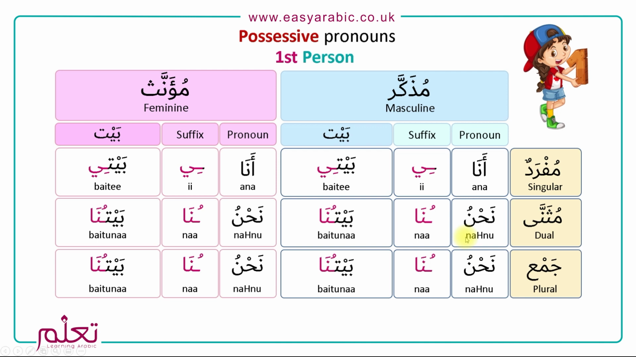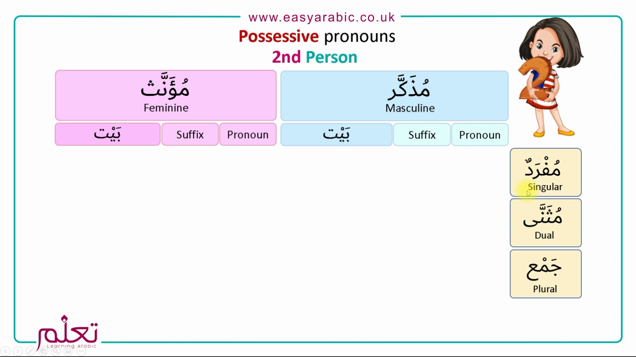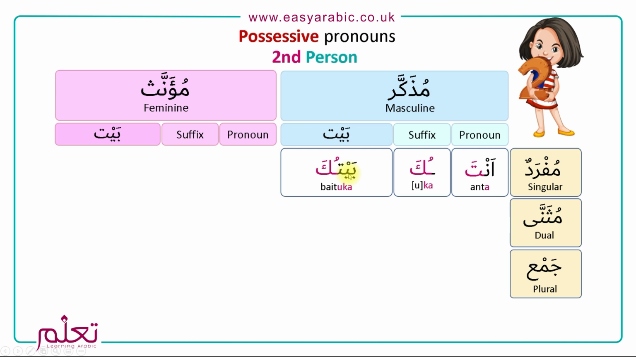The second person has three different forms: Mufrad, Muthanna and Jama'a are different. So let's go through and look at this. So Mufrad and Mudhakkar, for the second person is you, which is Anta. So when it's masculine, it's Anta. The suffix that applies is Kaf with the Fatha. And then the bait would become baytuka. Okay, so mufrad mudhakkar is anta, kaf, and baytuka.